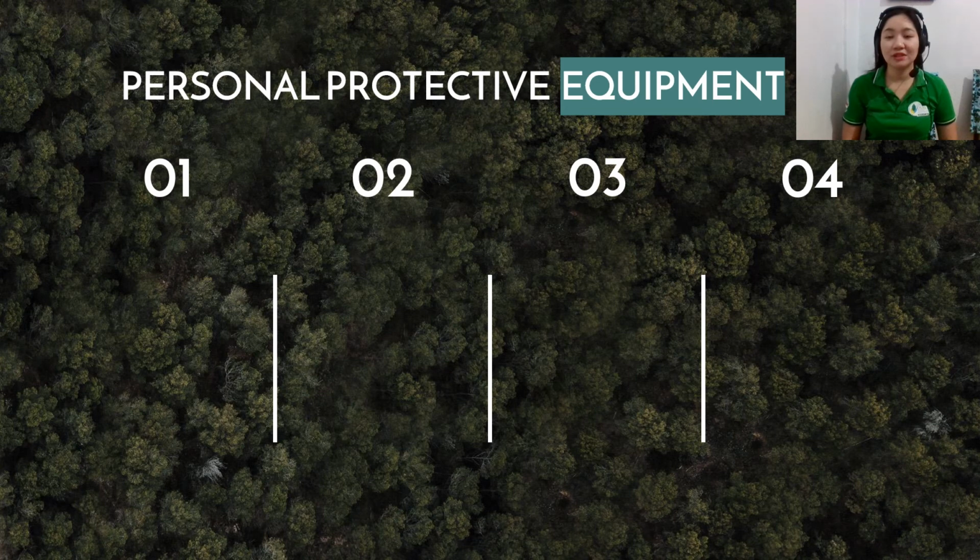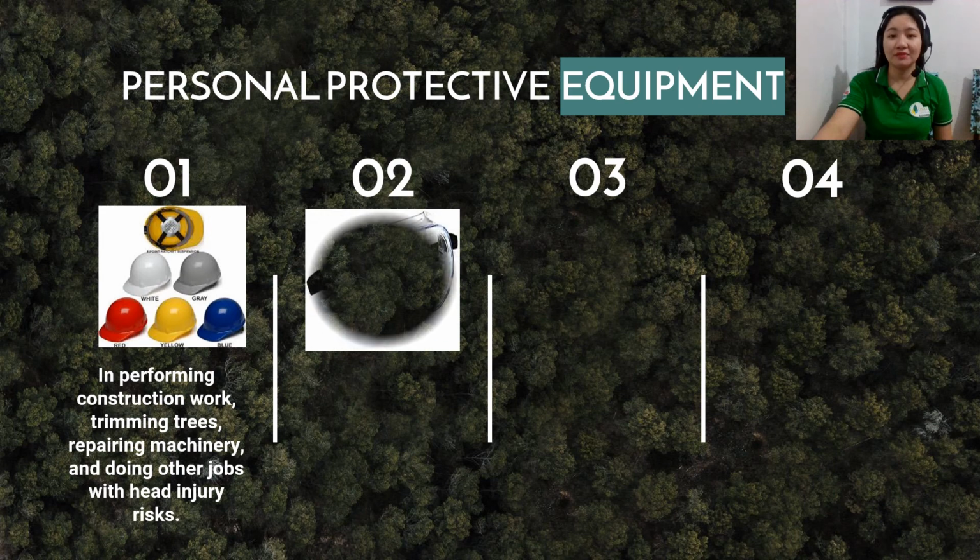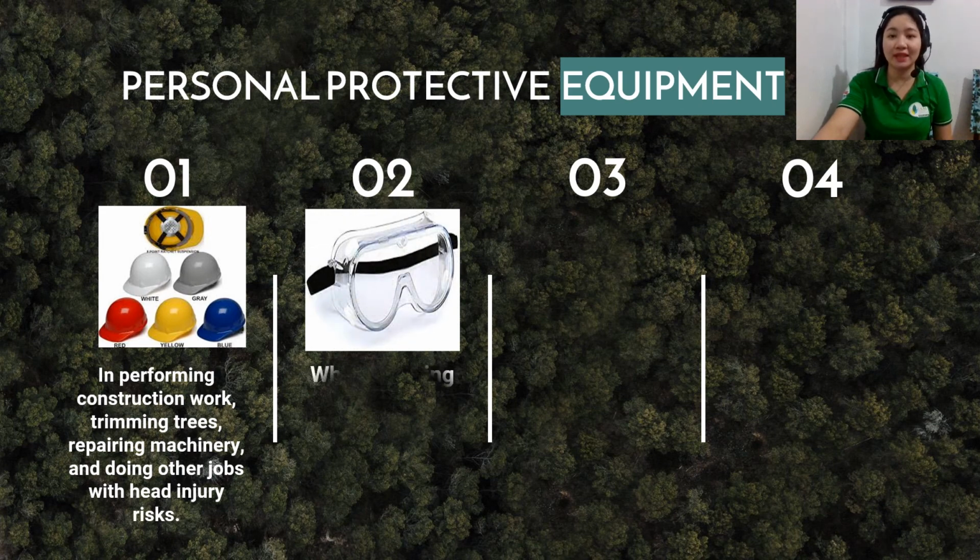Last, let's proceed to the different personal protective equipment which are very applicable in farm operation. First, we have to protect your head with a hard hat when performing construction work, trimming trees, repairing machinery, and doing other jobs with head injury risk. Use a sun safety hat, one with a wider brim and neck protection, to assist in the prevention of skin cancer.